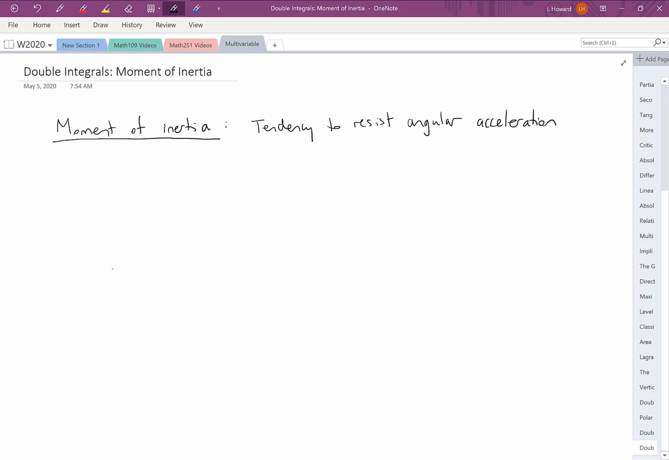So we're going to do three situations. We'll do moment of inertia about the x-axis. We'll also talk about inertia with respect to the y-axis and also moment of inertia with respect to the origin. So let's start with moment of inertia about the x-axis. The notation we're going to use is I sub x, and the formula is the double integral over our region of y squared delta dA.